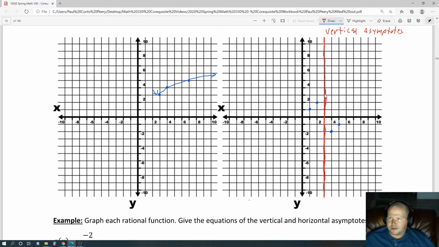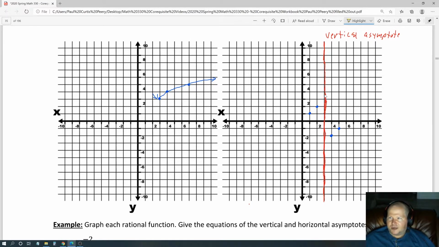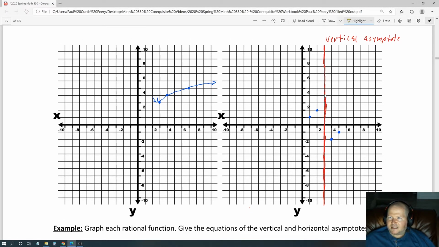Oops, well, singular. There we go. Okay, your vertical asymptote. And where is your vertical asymptote? Well, it is at x is equal to 3. That's where it is, right? So that line right there, that red line right there, that horrible red line, that is where it cannot be.